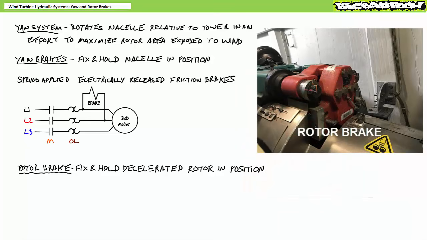The rotor brake, in contrast, is selectively applied at appropriate times to hold an already decelerated rotor in position or released to allow the rotor to spin. Note the qualifier, already decelerated rotor.